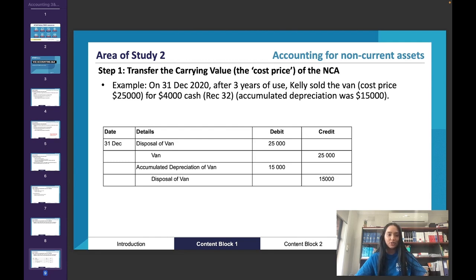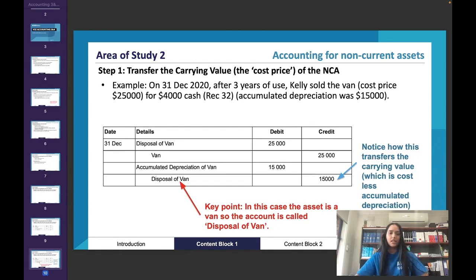So by transferring the balance of the van, which will be the cost price of the van, and by transferring the balance of accumulated depreciation of van, which is the accumulated depreciation, we are transferring the carrying value of the non-current asset. So note how this transfers carrying value, which is cost less accumulated depreciation, as I was just saying.